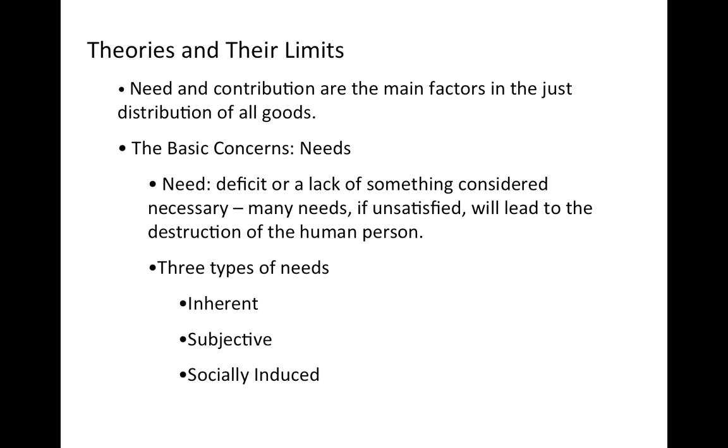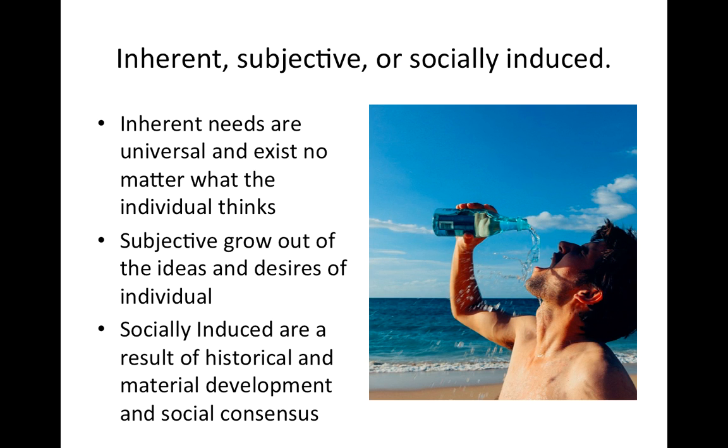at a basic level, can lead to the destruction of the human person. So, three types of needs are identified in this chapter. Inherent needs are universal and exist no matter what the individual thinks. So we can think of inherent needs as nourishment, water and hydration. These are things that simply are needed for the human body to function.